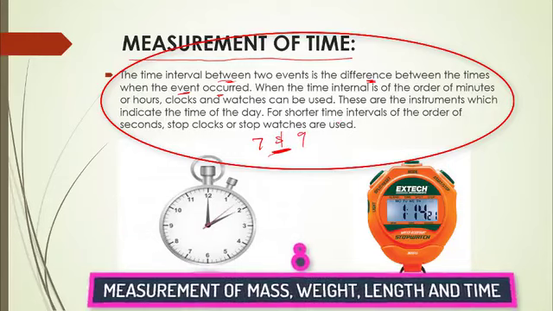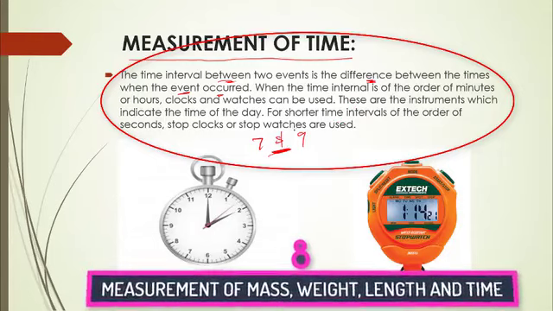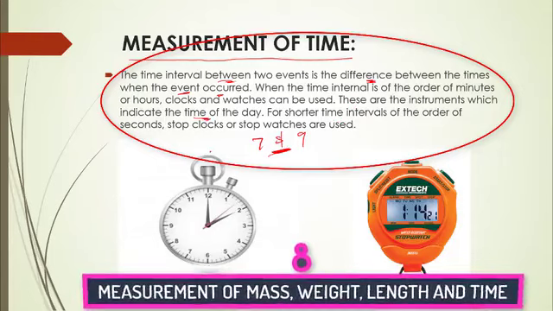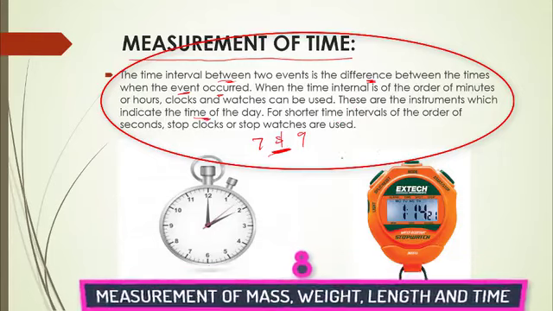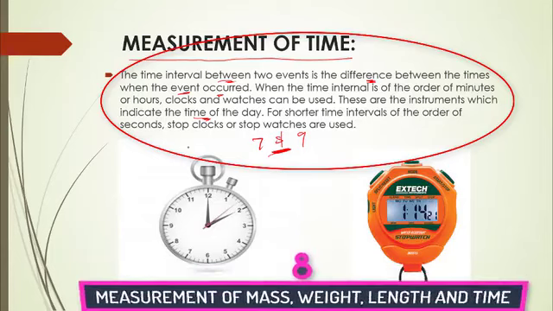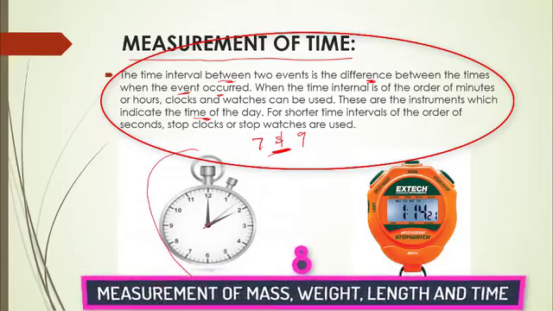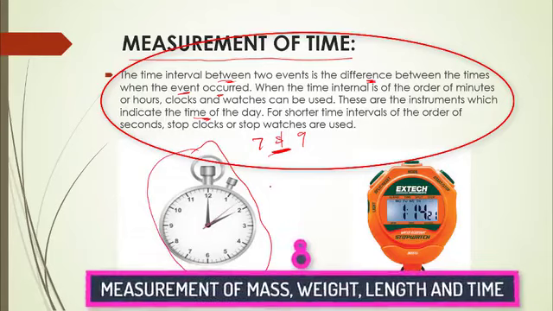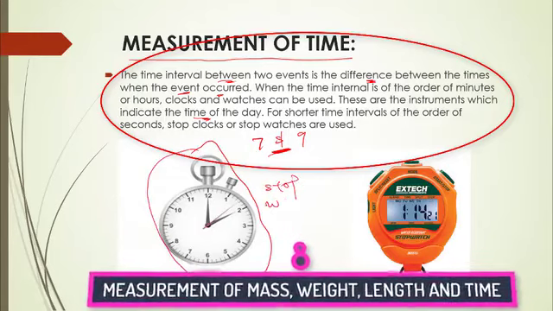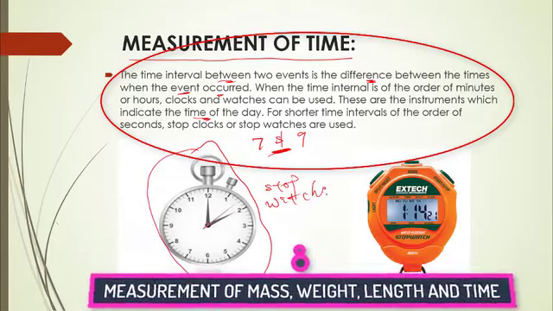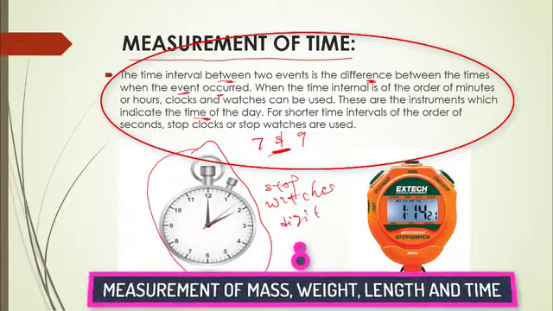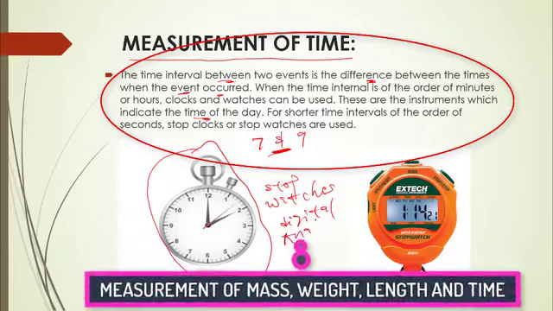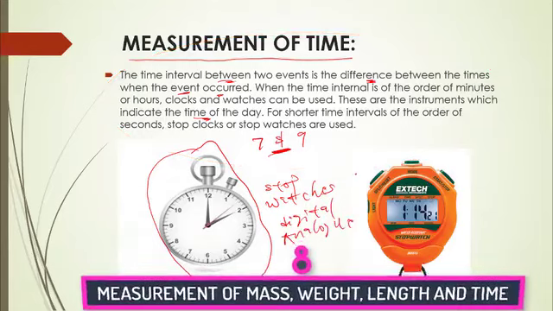Now, we have some instruments that help us to indicate what time of the day it is. Of course, we're familiar with that. Watches, we have stop clocks, we have the wall clocks in our houses. In Olympic Games, these are stopwatches that are used. They come either in digital forms or in analog forms, and they are used to give us a representation of time.